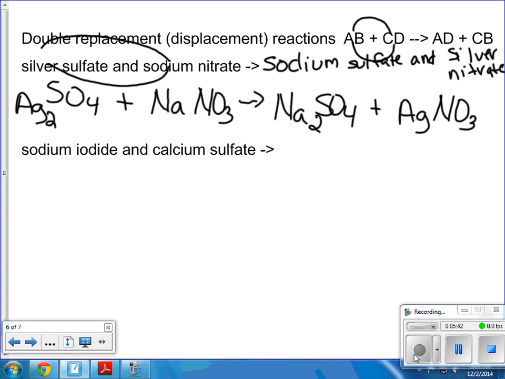Right, the next one, sodium iodide and calcium sulfate. Sodium and calcium are both metals. They're both positively charged. So calcium's going to trade with sodium. Sodium's going to trade places with calcium. So we get calcium iodide and sodium sulfate.